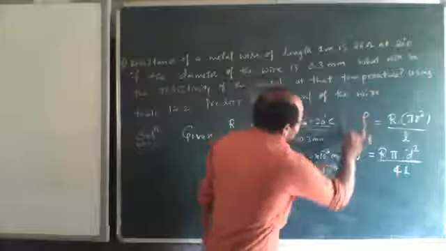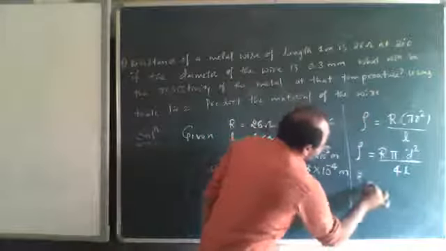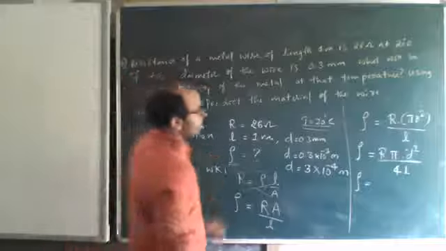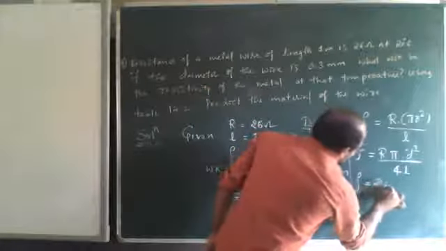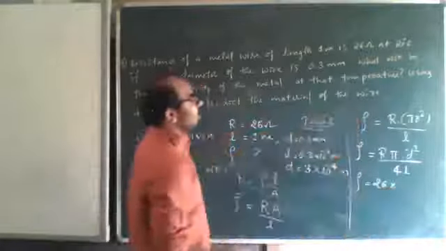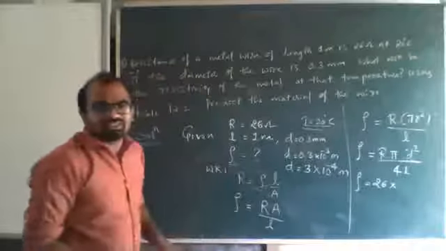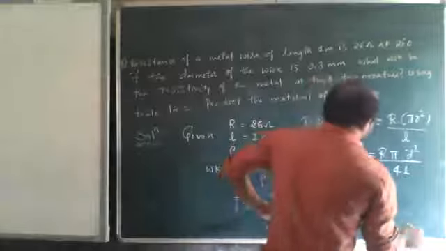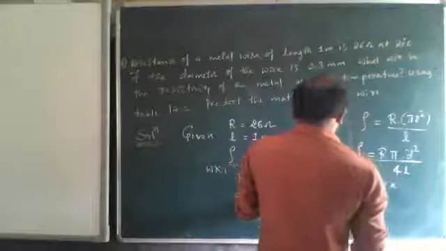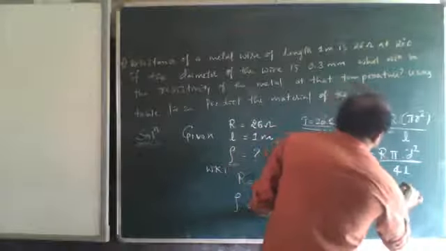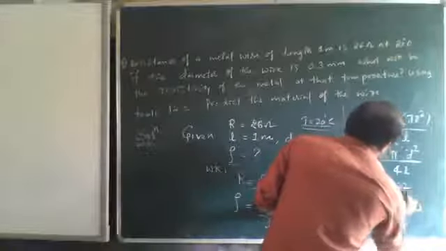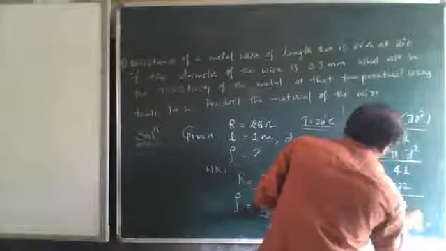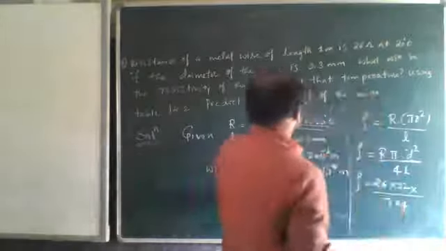Yeah. So now rho equal to, what is my R? R is 26 into pi, you can keep it as 22 by 7 or 3.14. Whichever one you feel easy, you can keep like that. So let us keep it 22 by 7. 7 into 4. Here D square. D square is this much.